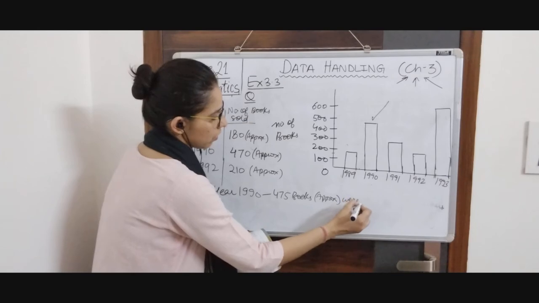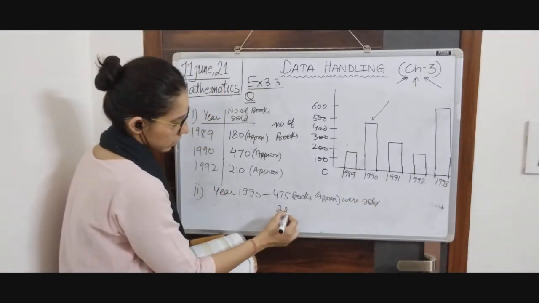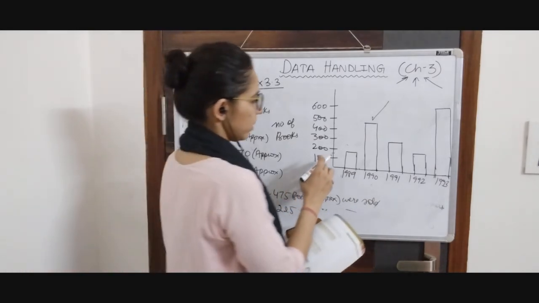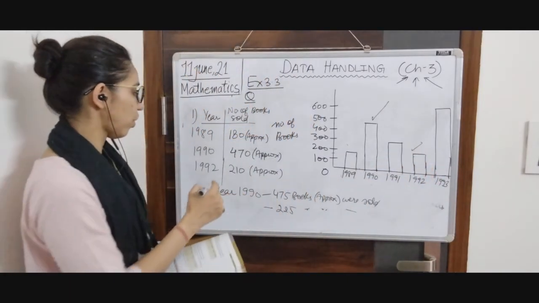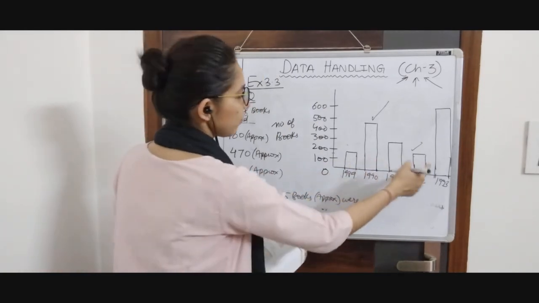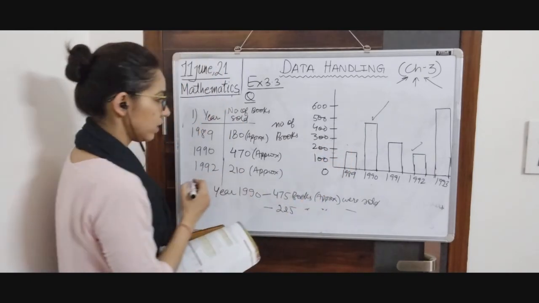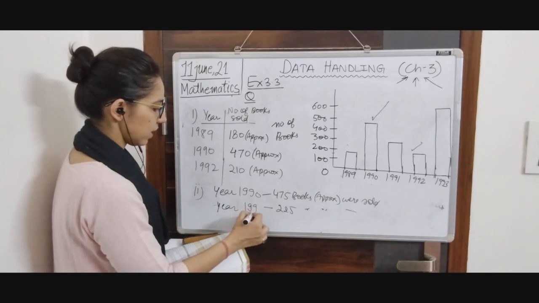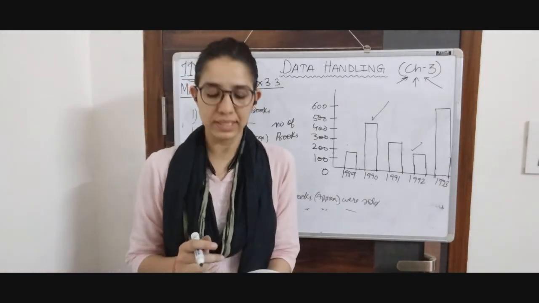And about 225 books were sold. Okay. So 225. I think this can be year 1990. I wrote 210 because I was not sure. No other bar is nearby 220. This is nearby 300, not 220. So I'll write year 1992. Alright. With this, we are concluding today's class.